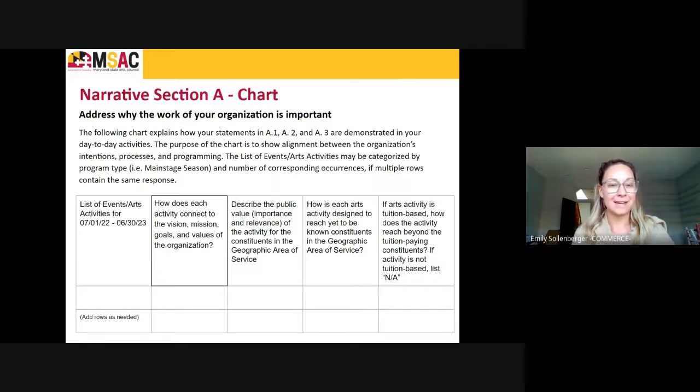And the final part of section A, which we also get lots of questions about, but helps to tie up this entire section, is the chart. The chart has changed throughout the years, and it's changed again a little bit this year. But we're looking for the chart to help tie together the rest of section A. So highlighting how the events and activities that you're planning connect to your vision, mission, goals, and values, and connecting to the constituents in your area and how you've defined those in your geographic area.